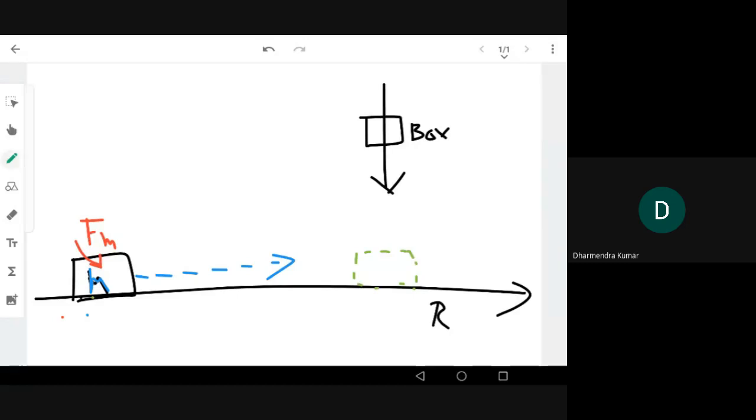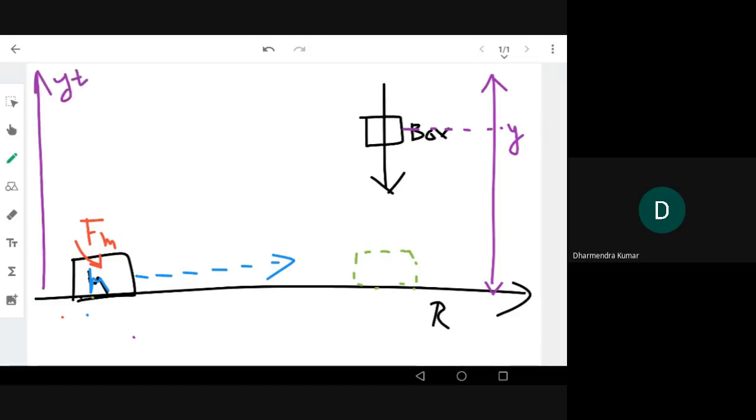Now, first of all, let me draw two axes. What are the two axes? One is the y-axis, to understand the current position of the box. This is the y-axis, y(t) with respect to time, your position of the box. Now I again need an x-axis also, so that I can know the position of my magnetic train. So I make this the x-axis, x with respect to time.